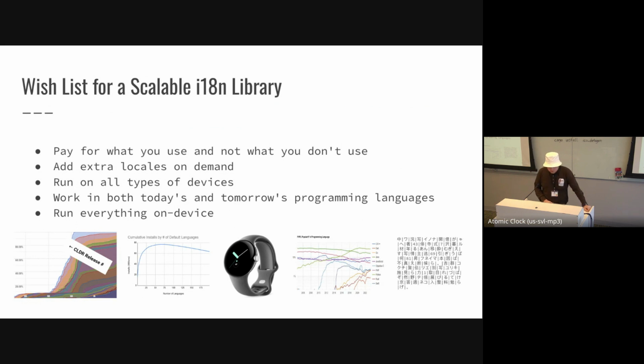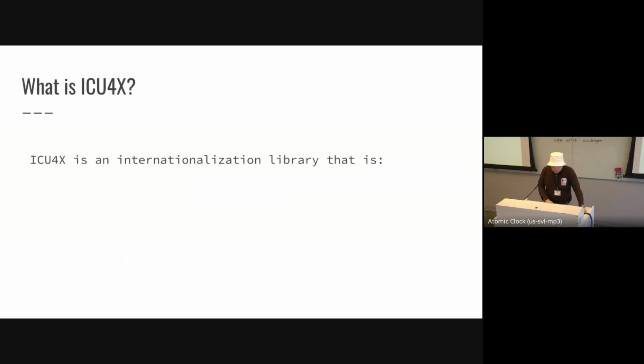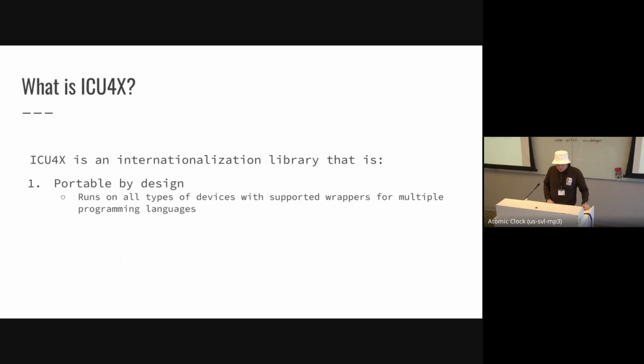This is the wish list for a scalable i18n library, and these are the problem space that ICU4X tries to solve. So enter ICU4X. What is ICU4X? It is an internationalization library that is, first of all, portable by design. This means that it's designed to run on all types of devices, and we have wrappers in many programming languages. Wrappers can be added easily into ICU4X to support these programming languages. Actually, part of the library, official wrappers that we, as the ICU4X team, maintain and deploy and document and test.